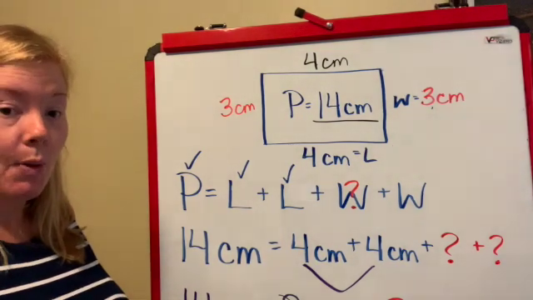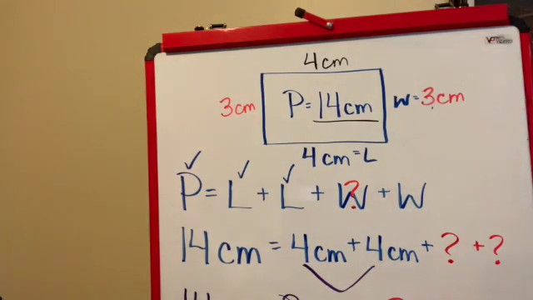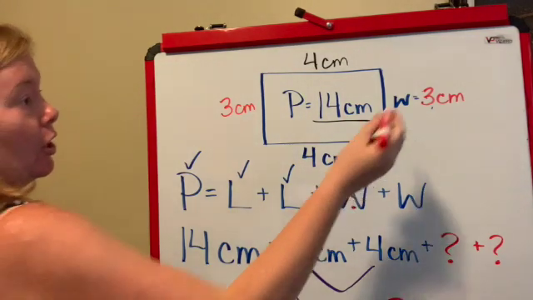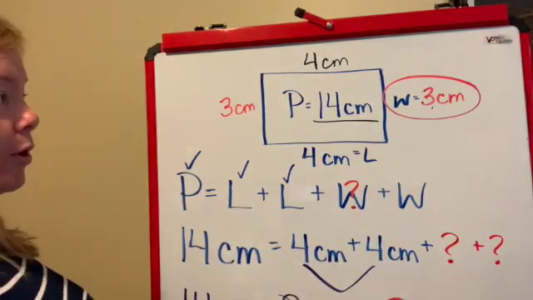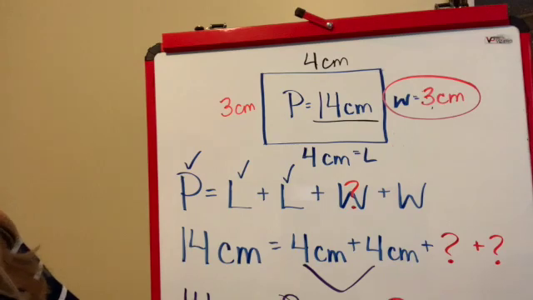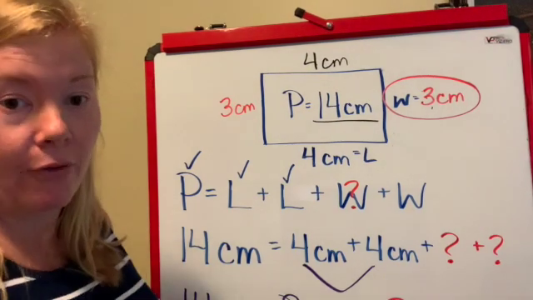The last step you have to do on your paper is tell me that you came up with the width equals 3 centimeters. So that's the last thing that you will write in your box when you're completing your work. Width equals 3 centimeters, or if you're figuring out the length, you'll write in length equals whatever it equals.